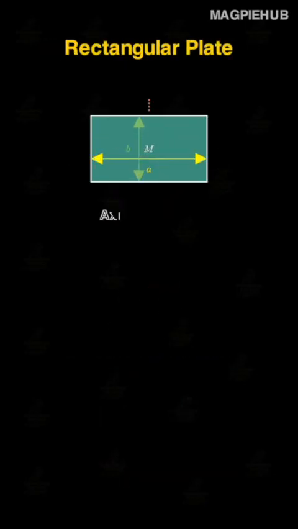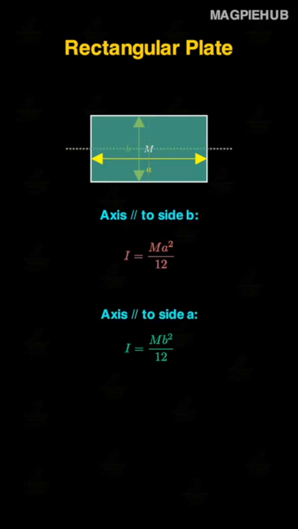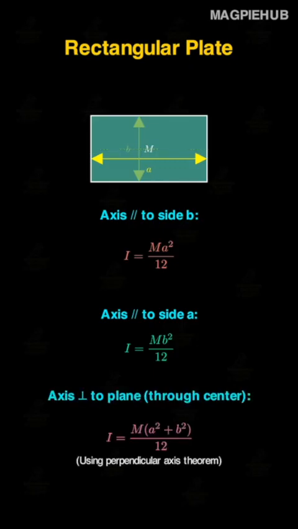The uniform rectangular plate of mass m with sides a and b. This is a planar body, perfect for applying the perpendicular axis theorem. About an axis through center, parallel to side b, I equals ma squared divided by 12. About an axis through center, parallel to side a, I equals mb squared divided by 12.